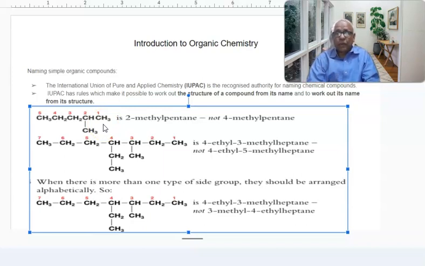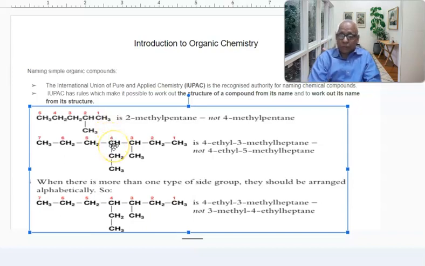As per IUPAC, we have to number the carbon chain from the right to left. Here you see the 1, 2, 3, 4, 5. And then in 2 position, we have a methyl group. So we call it 2-methyl pentane. Do remember, if we start counting from here, it becomes 4-methyl pentane, is it not? 1, 2, 3, 4, 4-methyl pentane. But rules of IUPAC call it 2-methyl pentane because you are counting the number of carbon atoms from right to left.